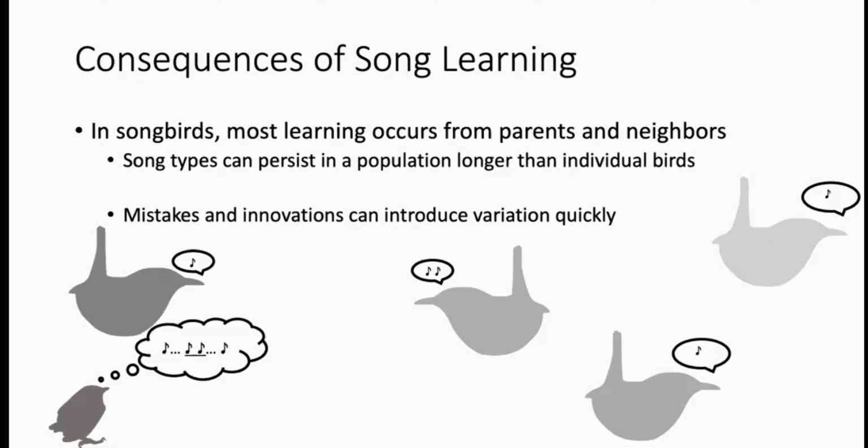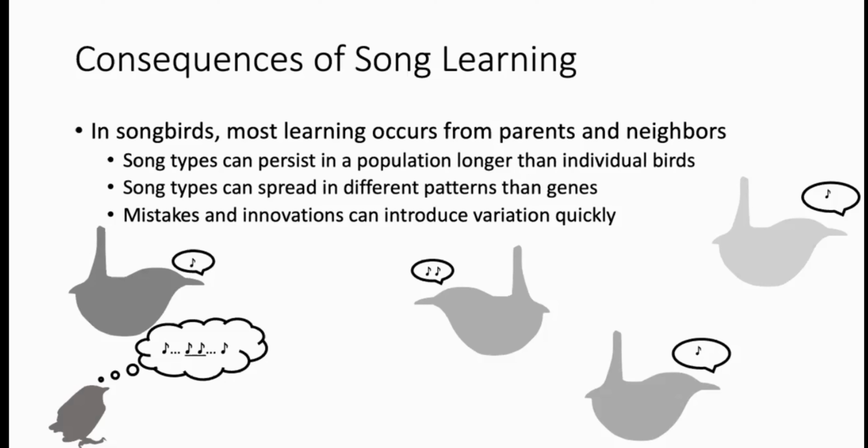You also have the opportunity for mistakes and innovations to quickly introduce themselves into the population. Because there's a learning aspect to this, not all songs are rendered entirely perfect from the first version. So then you can imagine if the offspring of that bird learn the slightly innovative version, then you can get changes over time.